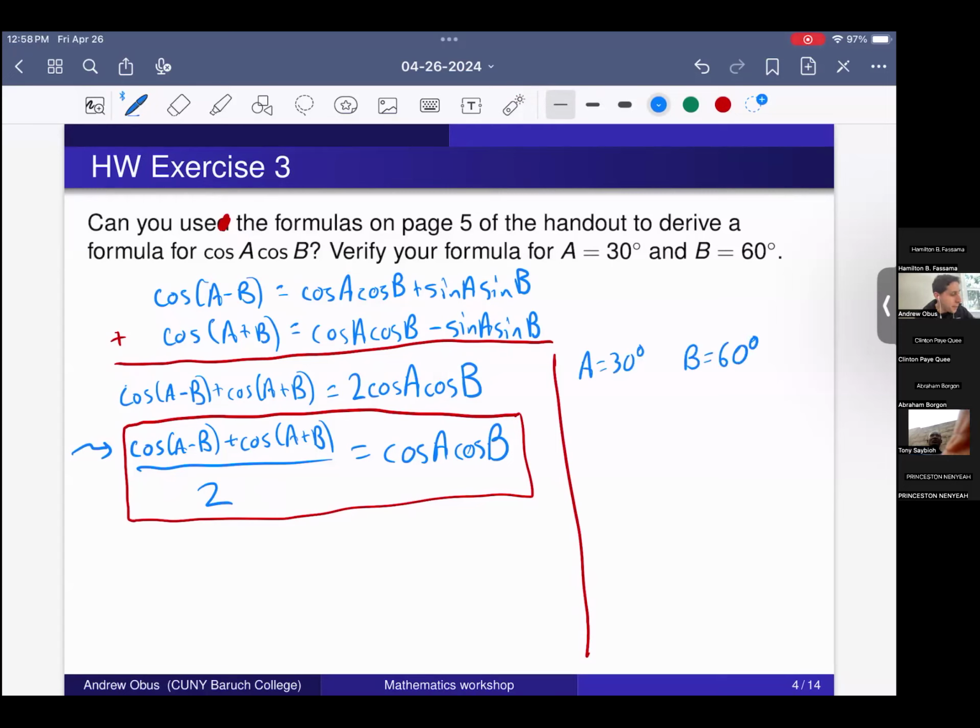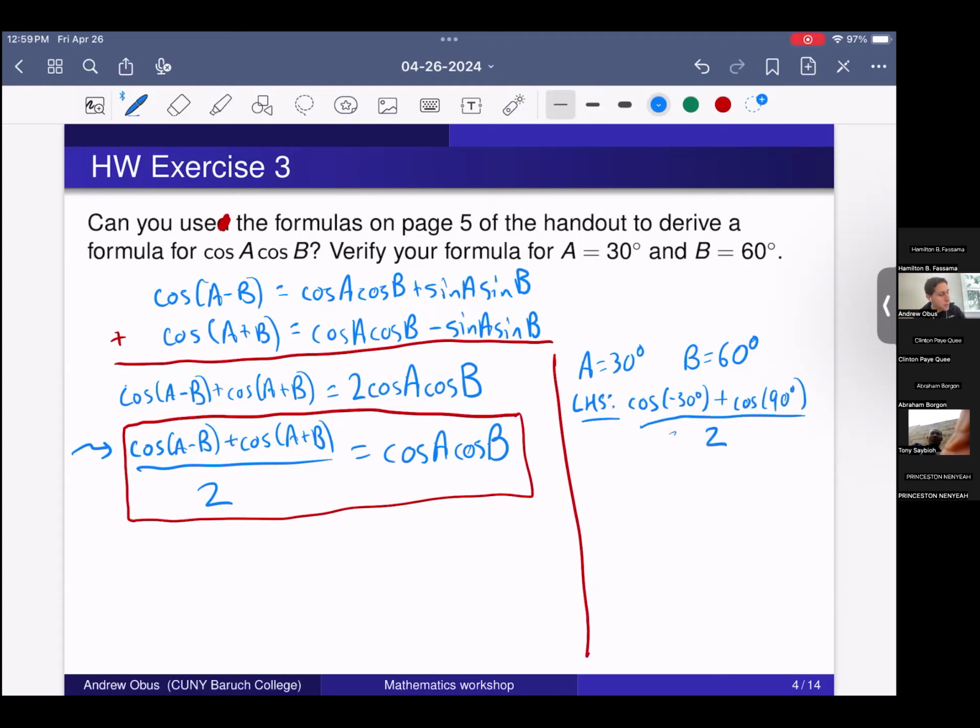Okay, so let's see what happens. Let's just verify this again. So if we have A equals 30 degrees and B equals 60 degrees, the left-hand side is what? It's cosine of, well, 30 minus 60, right? So it's cosine of negative 30. So cosine of minus 30 degrees plus cosine of 30 plus 60. So that's cosine of 90 degrees, divided by 2.